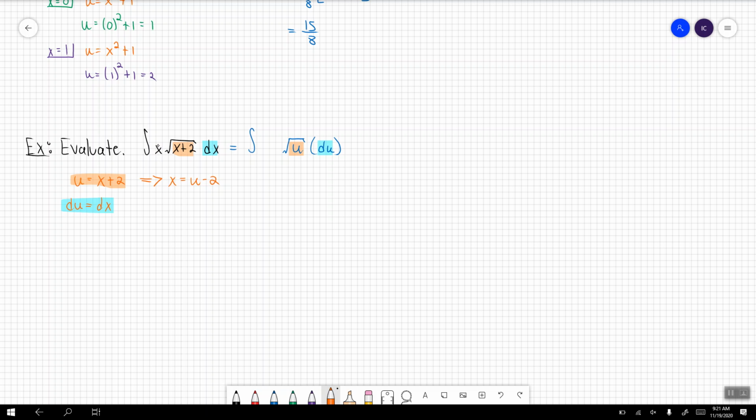Therefore, whatever x is that's multiplying my square root of x plus 2 can now be interpreted in terms of u. So my x variable now turns into u minus 2. There we are. Now we have an integral with only one variable. Integral with only one variable, that's perfect. That's what we want to see. So we have u minus 2 multiplied by the square root of u.